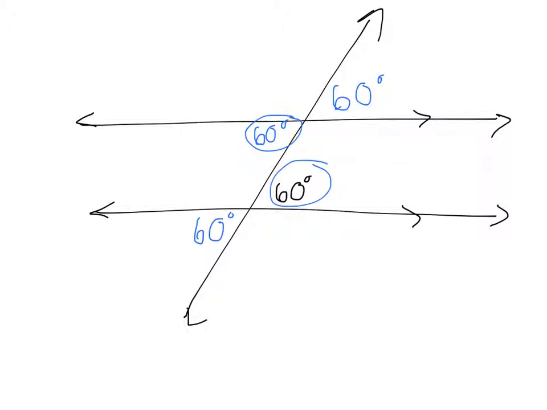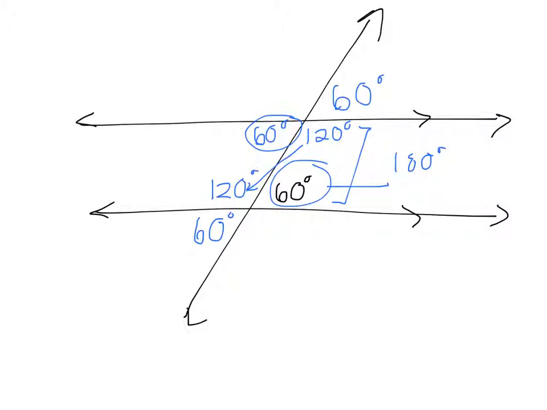And then we just learned about consecutive interior angles. That's this and this, and we know that they're going to be supplementary. So if they're going to add up to 180, and this is 60, then this has to be 120. And now we can do another alternate interior angles. So this is also going to be 120.